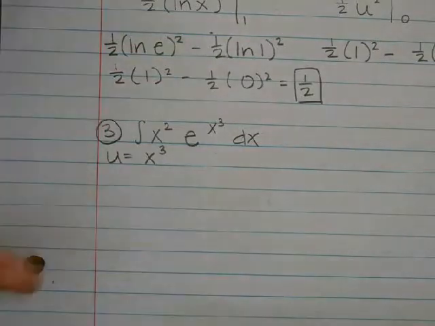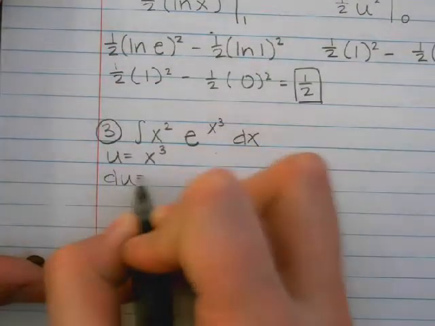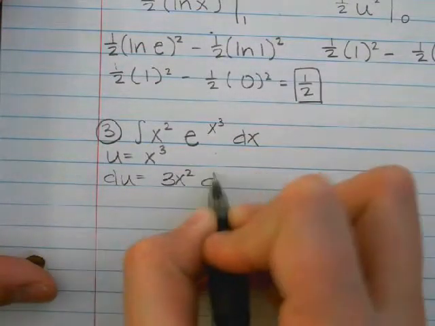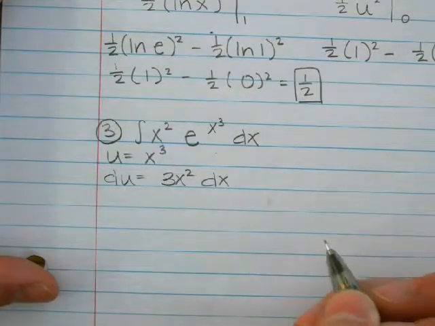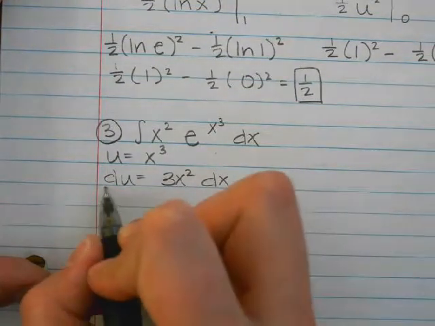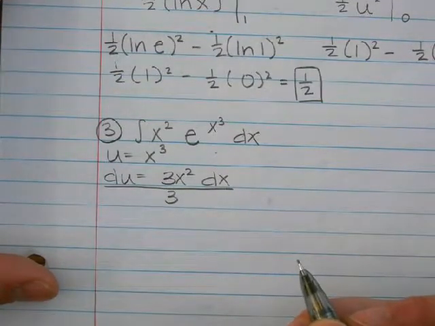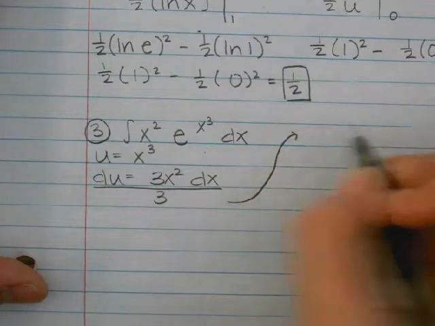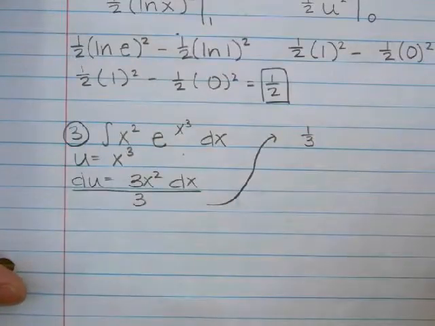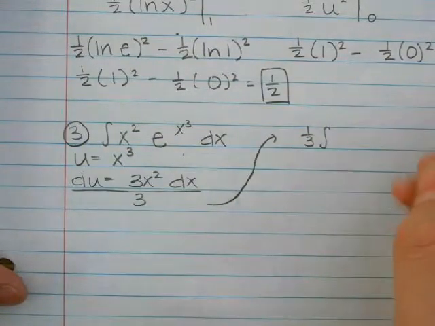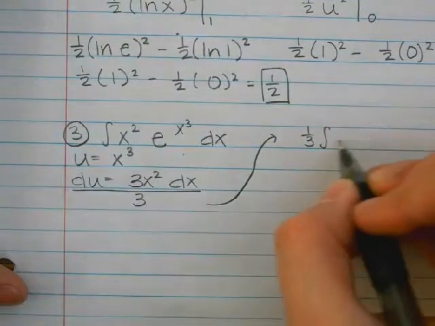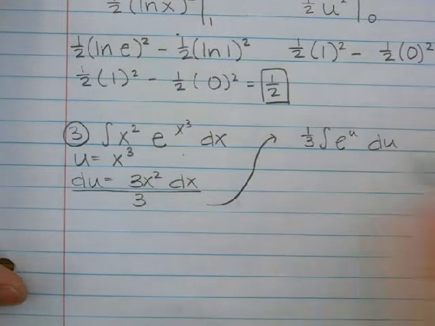What's the derivative of u? 3x squared dx. Do we see 3x squared in the problem? No. You see the x squared but not the 3, so that means we've got to divide by 3. So 1/3, what did we say? e to the u du.